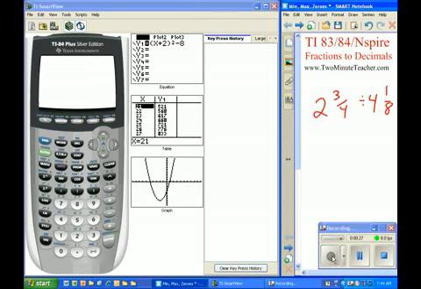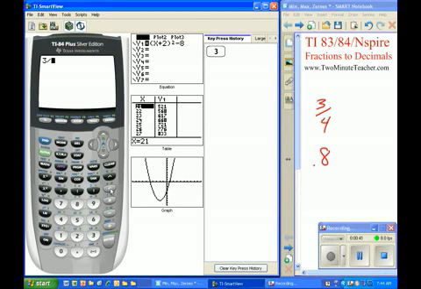So let's start with one of the simplest things, which would be, let's say I want to just put in 3/4 and find out what it is as a decimal, or put in a decimal like 0.8 and see what it is as a fraction. Well, to put in 3/4 on the calculator, you can put in 3 divided by 4, and if you do, it'll tell you it's 0.75. That's nice and simple. So 3/4 is a decimal of 0.75.